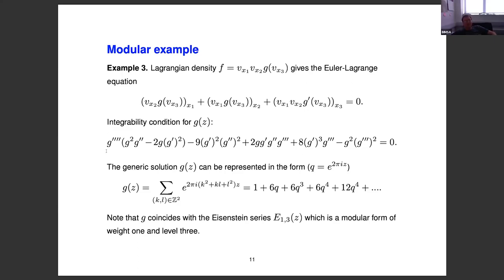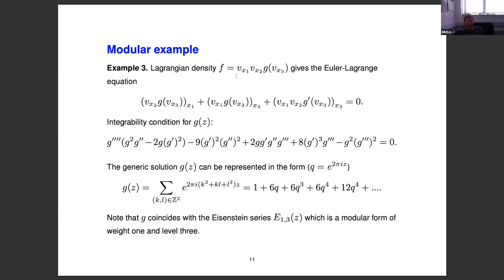In fact, this ordinary differential equation was discussed last time. This differential equation is a fourth order GL2R invariant ODE for this modular form, for this Eisenstein series, G of z equals this. And remember that q equals e^(2 pi i z). So this is the Eisenstein series. It's called E13, Eisenstein series of weight one and level three, which we discussed last time. And this is the ODE for this Eisenstein series. So it turns out that this Lagrangian density gives an integrable Euler-Lagrange equation only if g is the Eisenstein series, a modular form.